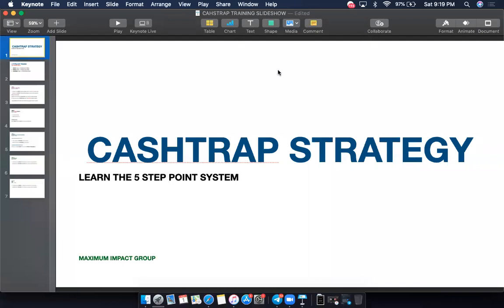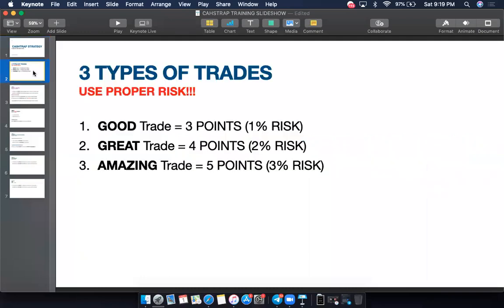So this is the Cashtrap strategy, and here you're going to learn a 5-point step system to actually take these trades. So let's get to it.